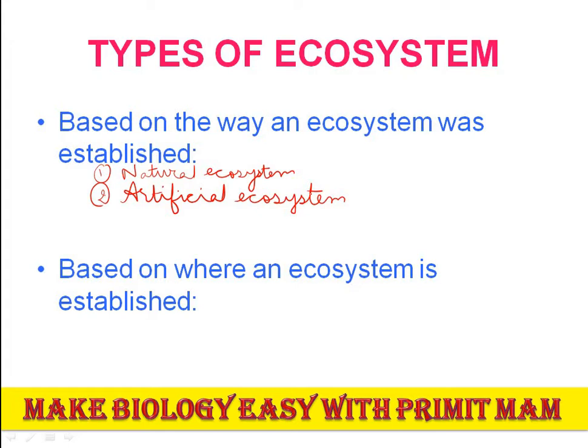There is another parameter also on the basis of which an ecosystem is categorized again into two different types. Based on this, that is based on where an ecosystem is established, the first type is terrestrial ecosystem, and the second type is aquatic ecosystem.